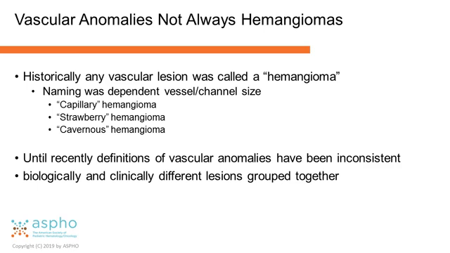As many of us know, vascular anomalies encompass a broad clinical phenotype, and although infantile hemangiomas are much more common than any other vascular anomaly, not all vascular anomalies are hemangiomas. Historically, any vascular lesion was called a hemangioma, and naming of that hemangioma was dependent on the vessel or the channel size: capillary hemangioma, strawberry hemangioma, or cavernous hemangioma. Until recently, definitions of vascular anomalies have been inconsistent, and biologically and clinically different lesions have been grouped together.